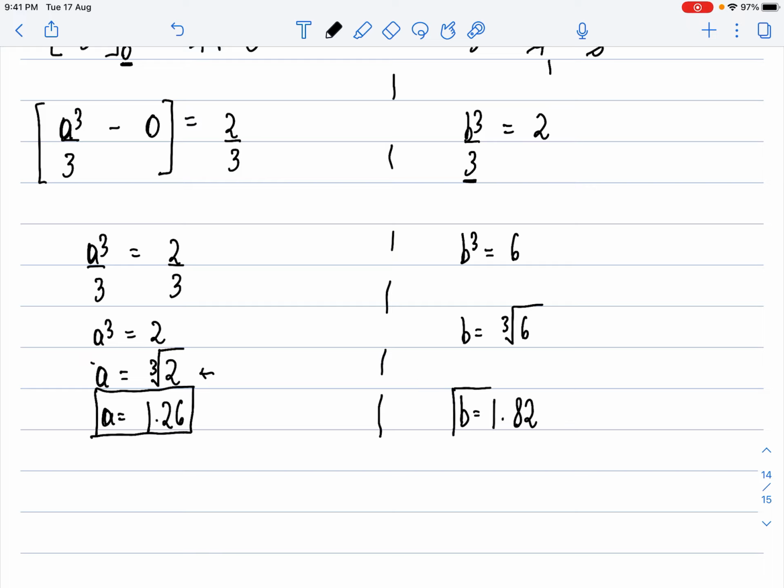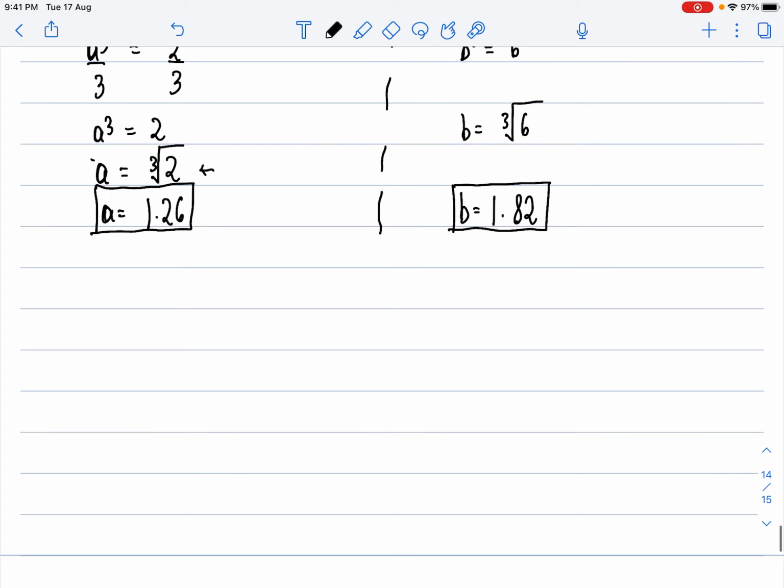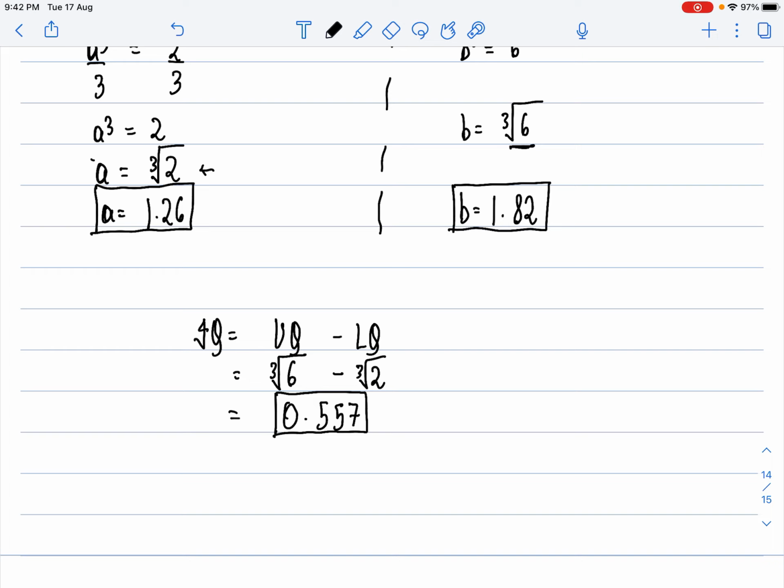1.82. So now I can calculate my interquartile, which is my upper quartile minus my lower quartile. You can take the exact value to be 100% sure also. So you can write the cube root of 6 minus the lower quartile, which is the cube root of 2. When you do the cube root of 6 minus the cube root of 2, you get your answer as 0.557, which is your final answer to the question.